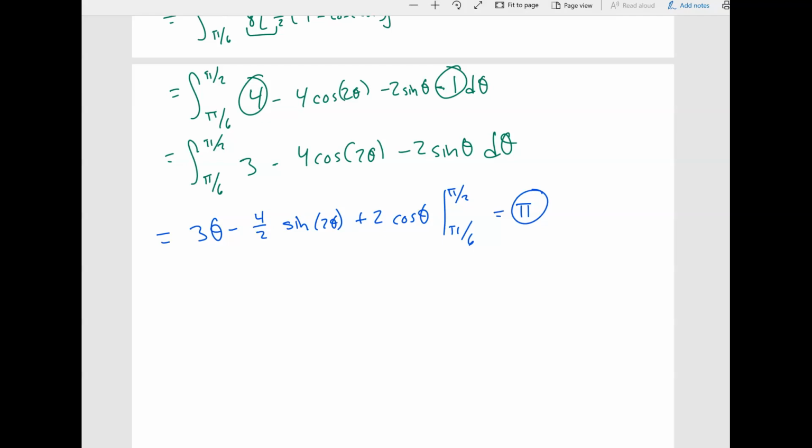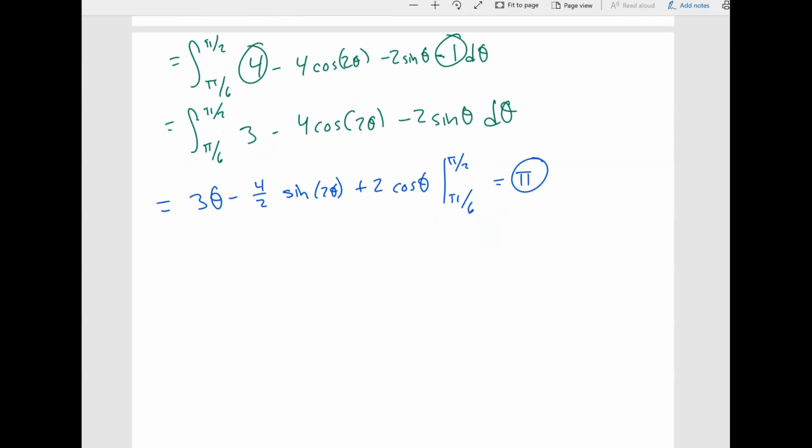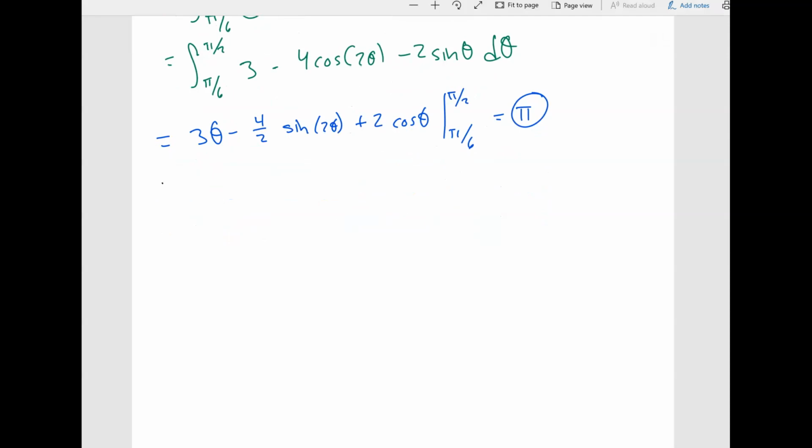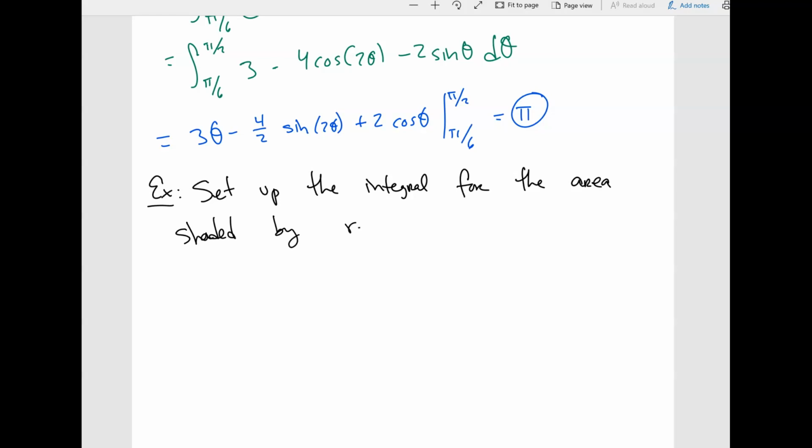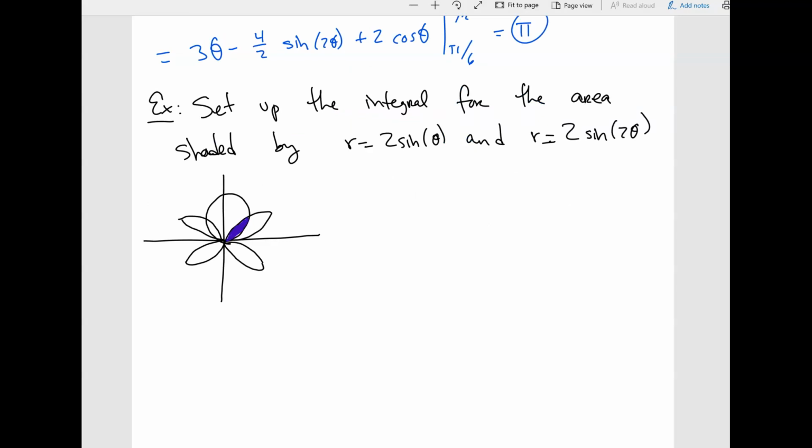Okay, now let's do one more problem. So let's try out: set up the integral for the area shaded by r equals 2 sine theta and r equals 2 sine 2 theta. Here is the area. Typically what I will do if I give this in an exam, I will kind of just give you the area instead of just having to graph it.